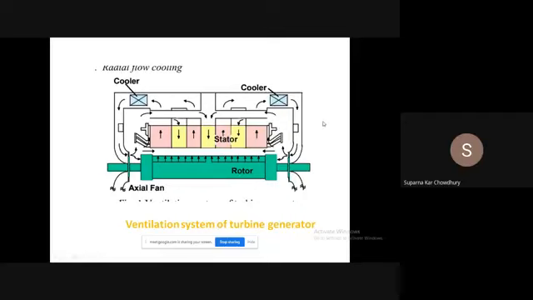So the difficulty with radial cooling is that the air gap of the machine is very small, and it is sometimes very difficult to circulate a sufficient quantity of air to cool the machine.